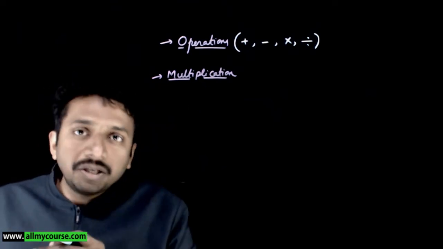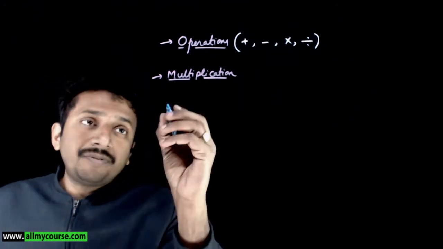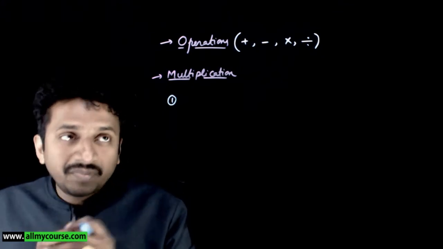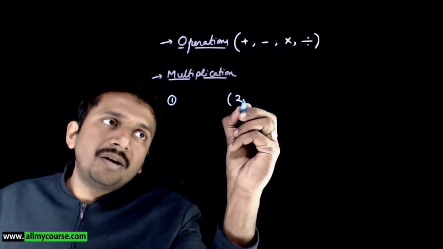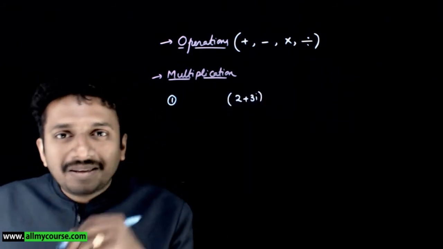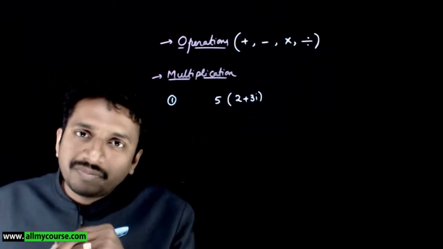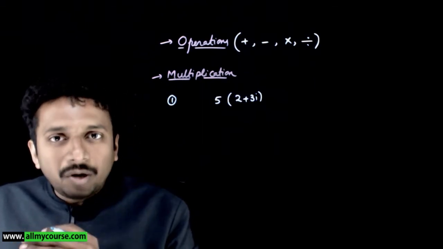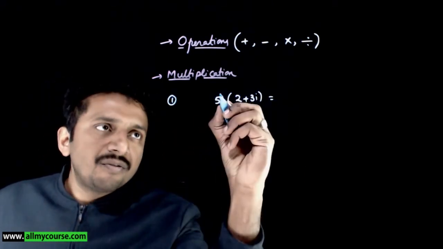So next, let us look at multiplication in complex numbers. So there are two types of multiplications. So first is, if you want to multiply a complex number with a real number. So here also let us consider examples. So if you want to multiply a complex number 2 plus 3i with a real number 5, it is exactly the same as a bracket expansion that you do in normal number theory. So 5 times 2 plus 3i can be written as 5 into 2.